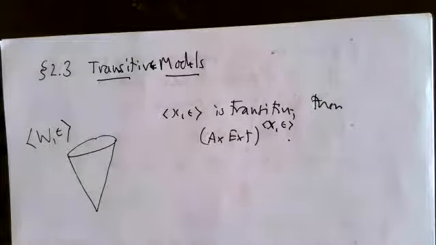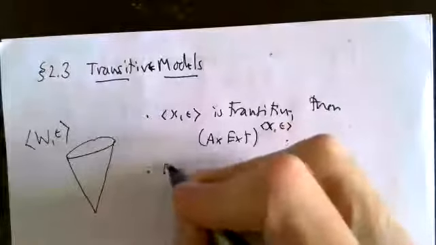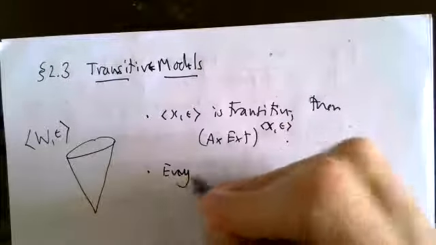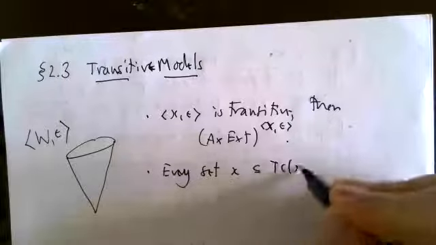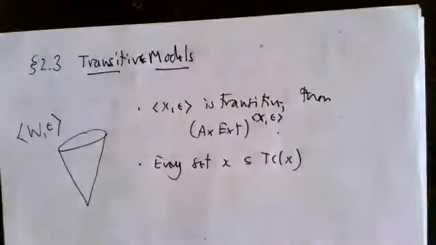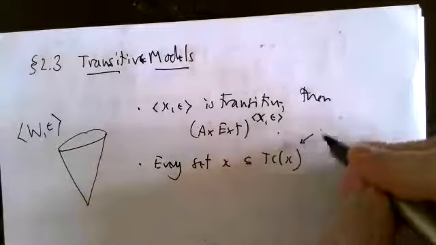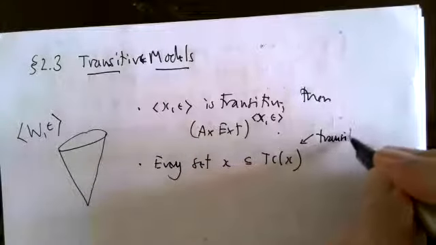And we know there are plenty of transitive sets because we defined a transitive closure of any set. It sits inside a transitive set. So there's no shortage of transitive sets. Every set X is a subset of its transitive closure here, so this is transitive.